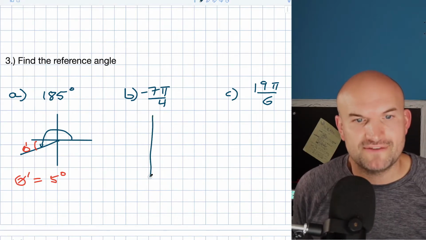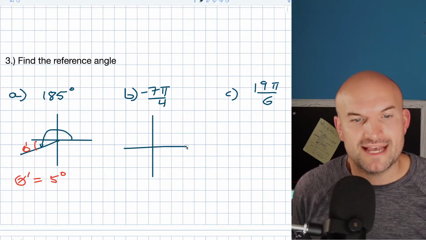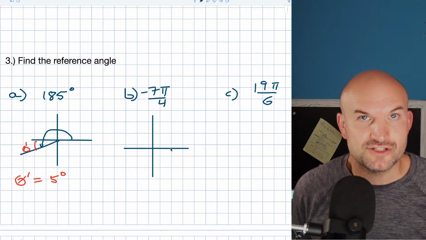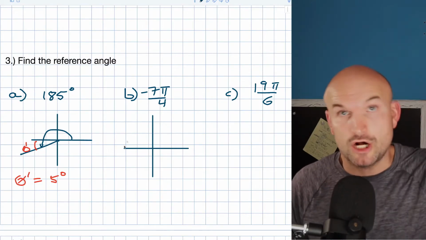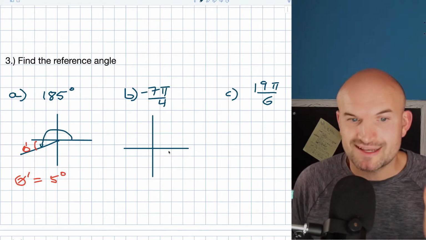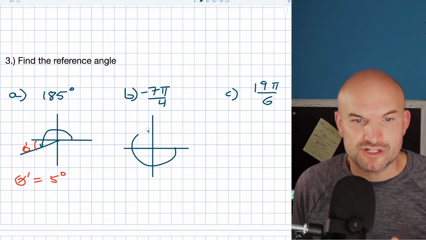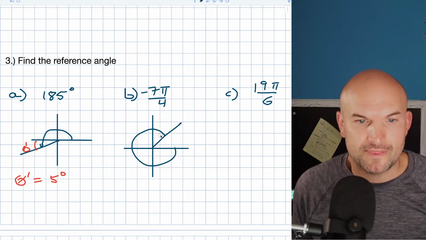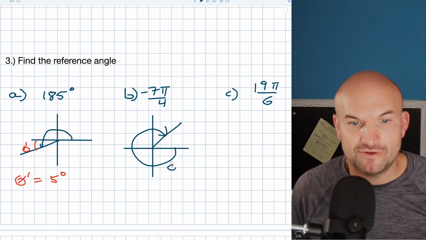So if I wanted to graph this, another way to look at it is that 8 pi over 4 is all the way around the circle, right? That's the same thing as 2 pi. So we're at 7 pi over 4, so we're 1 short. Again, we're also going to go in the negative direction, so it's going to look something like this. Okay, so that is going to be my angle, theta.